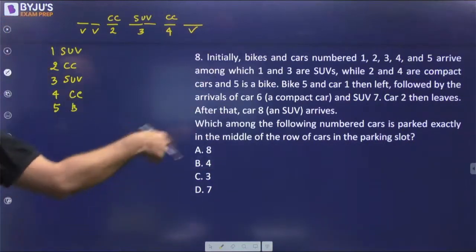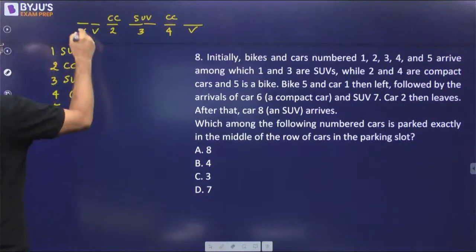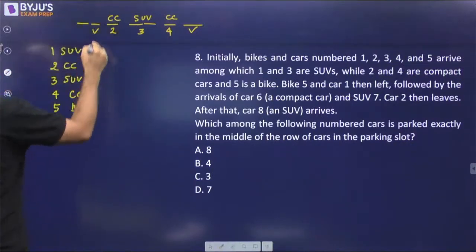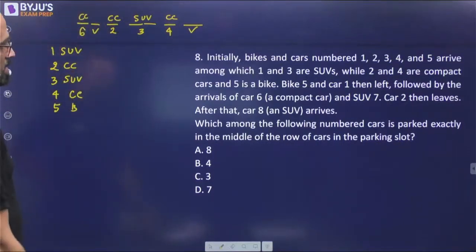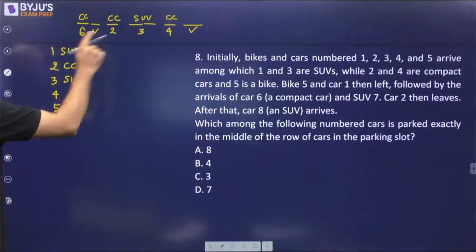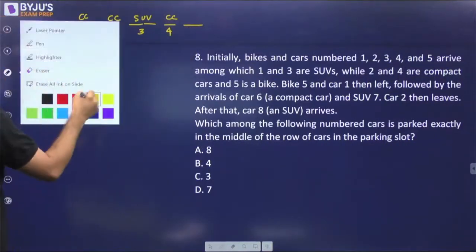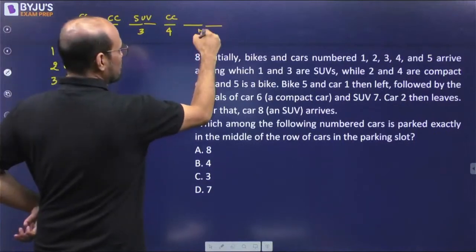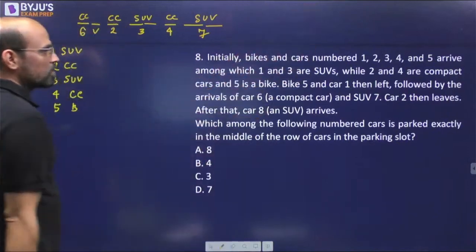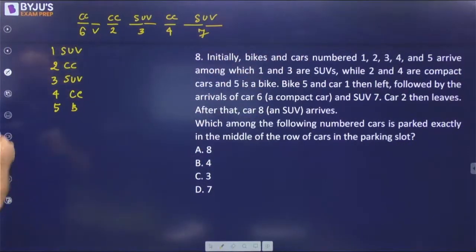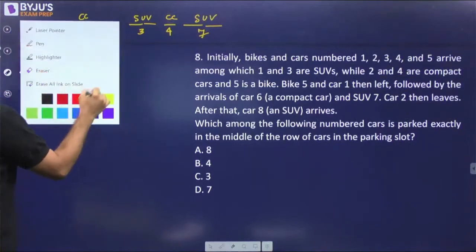followed by the arrivals of car 6. When car 6 comes in, it will obviously go here. Car 6, which is compact car, and SUV 7. Now we do not have space here for SUV 7. So SUV 7 will take the subsequent parking spaces, क्योंकि parking spaces तो बहुत है. Car 2 then leaves. So car 2 when leaves, this becomes vacant.